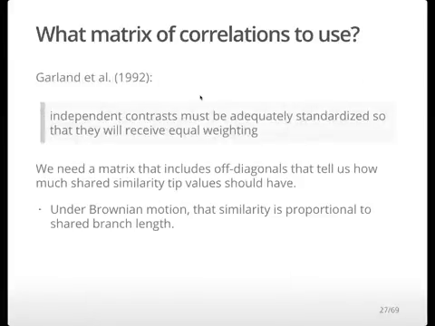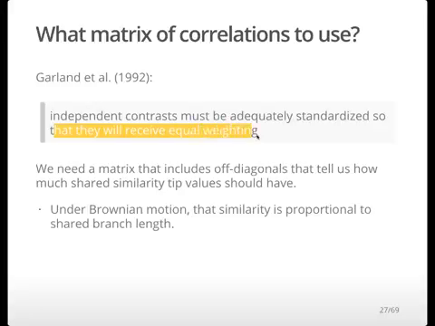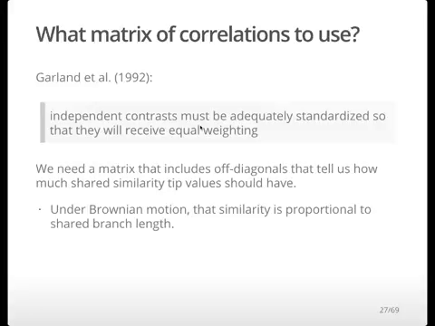So what are we going to use? We go back to Garland. Remember, this is when we were talking about adequate branch length transformations. They say that, when we're talking about standardization, the goal here is to receive equal weighting. And that's what we want to do. So we need a matrix that has off diagonals which tell us how similar the tips should be based on phylogenetic relationships.